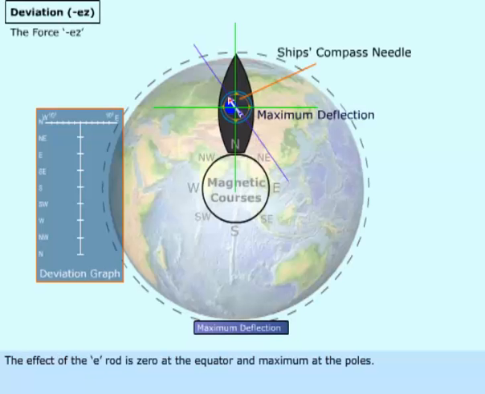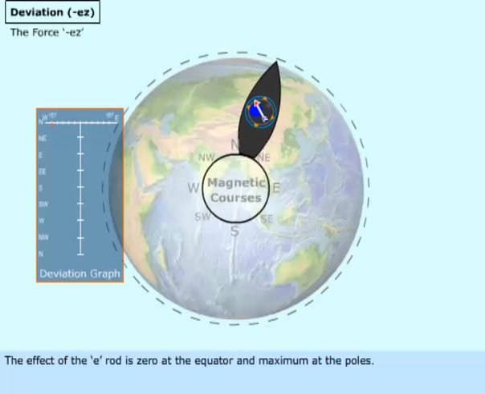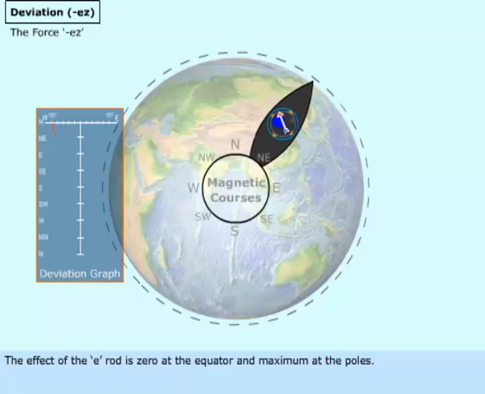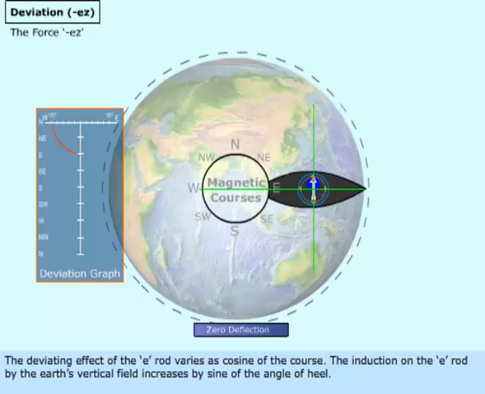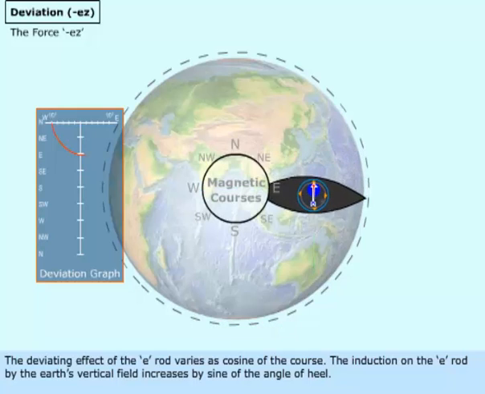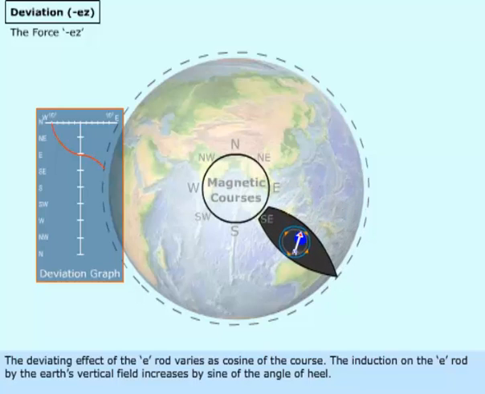Deviation negative EZ. The effect of the E rod is 0 at the equator and maximum at the poles. The deviating effect of the E rod varies as cosine of the course. The induction on the E rod by the Earth's vertical field increases by sine of the angle of heel.